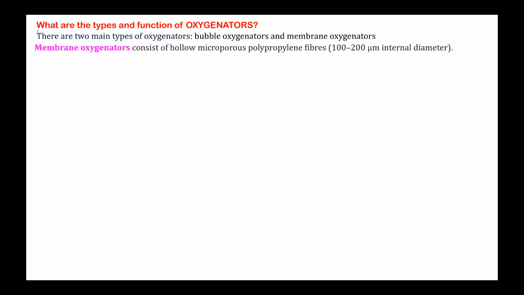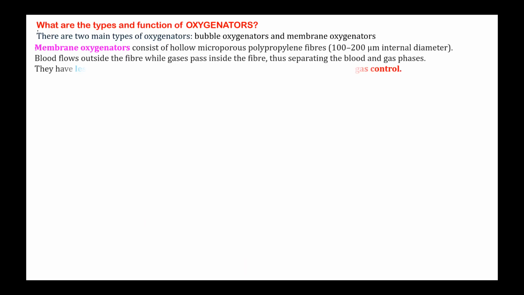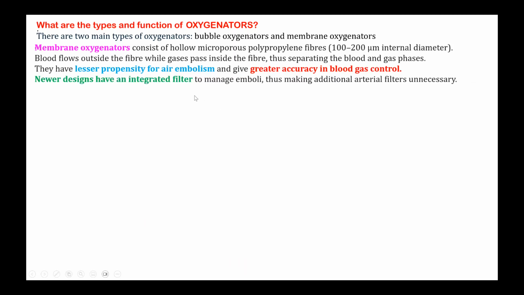So membrane oxygenators consist of hollow micropore polypropylene fibers, which are 100 to 200 microns, and blood flows outside these fibers and gases pass inside the fiber, thus separating, just like your dialysis machine where you have the dialyzer. Blood flows in one direction and gases flow in the other, and then the whole exchange takes place. There is less propensity for air embolism, greater accuracy in blood gas control, and there are newer designs which integrate a filter to manage emboli.